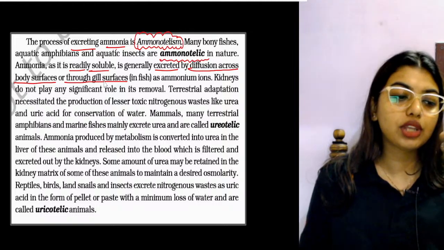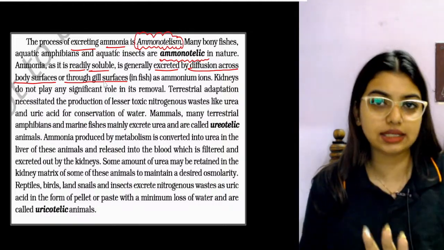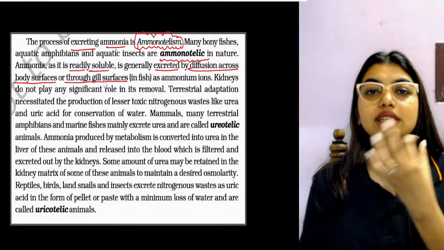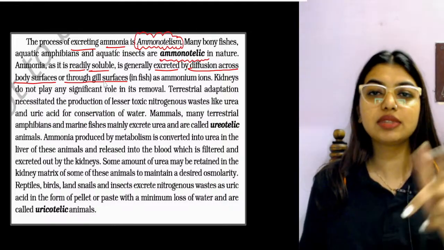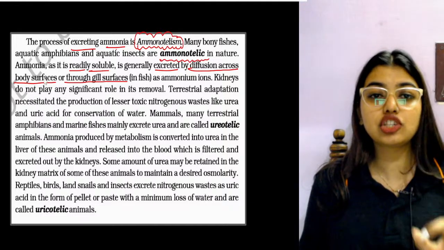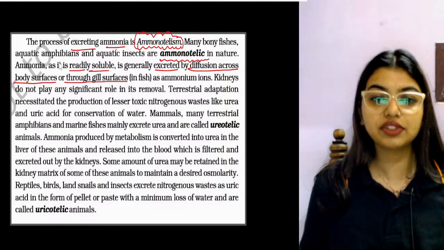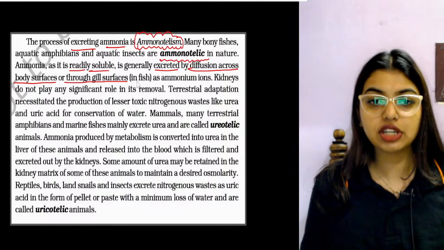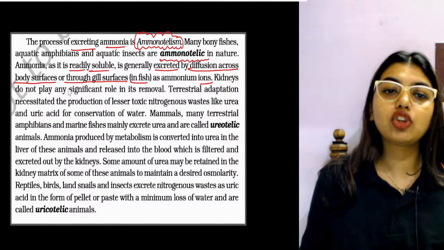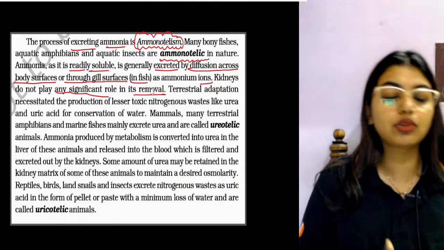So, the process of excreting ammonia is called ammonotelism, and the organisms that excrete ammonia are called ammonotelic. Telism is the process, telic is the organism. Ammonia is readily soluble and is generally excreted by diffusion across the body surface or through the gill surface, especially in fishes, as ammonium ions. The kidney does not play a significant role in its removal. Why doesn't the kidney play a role?